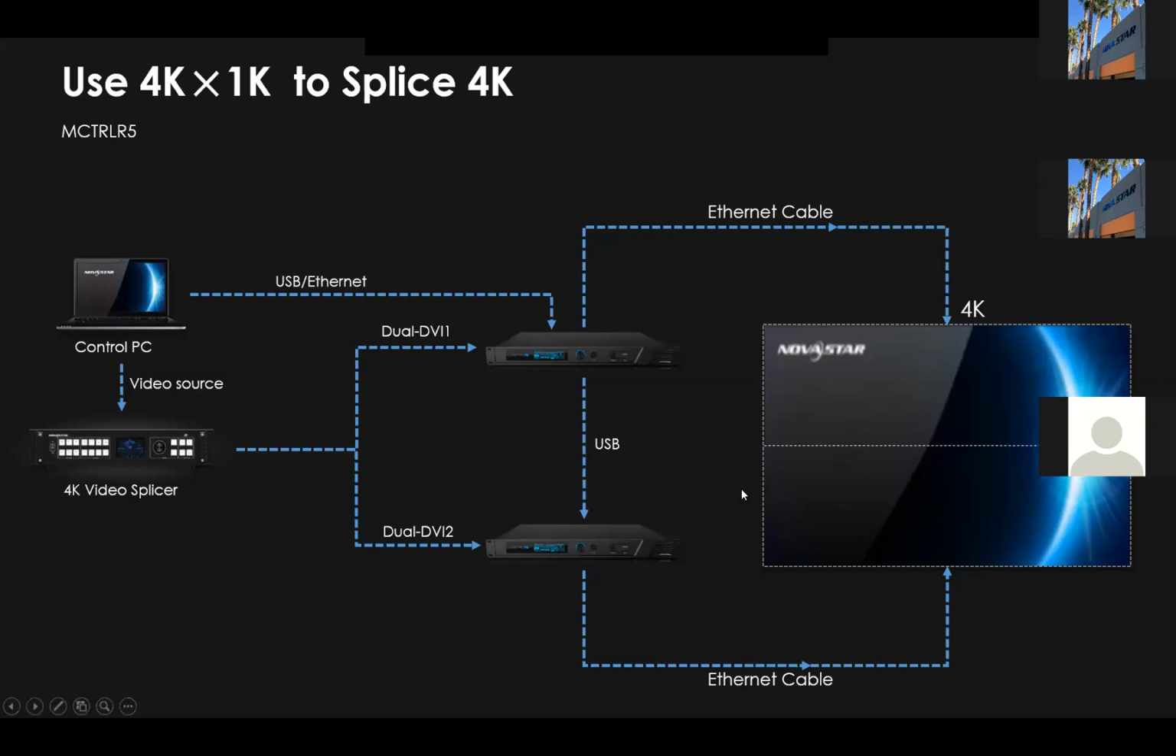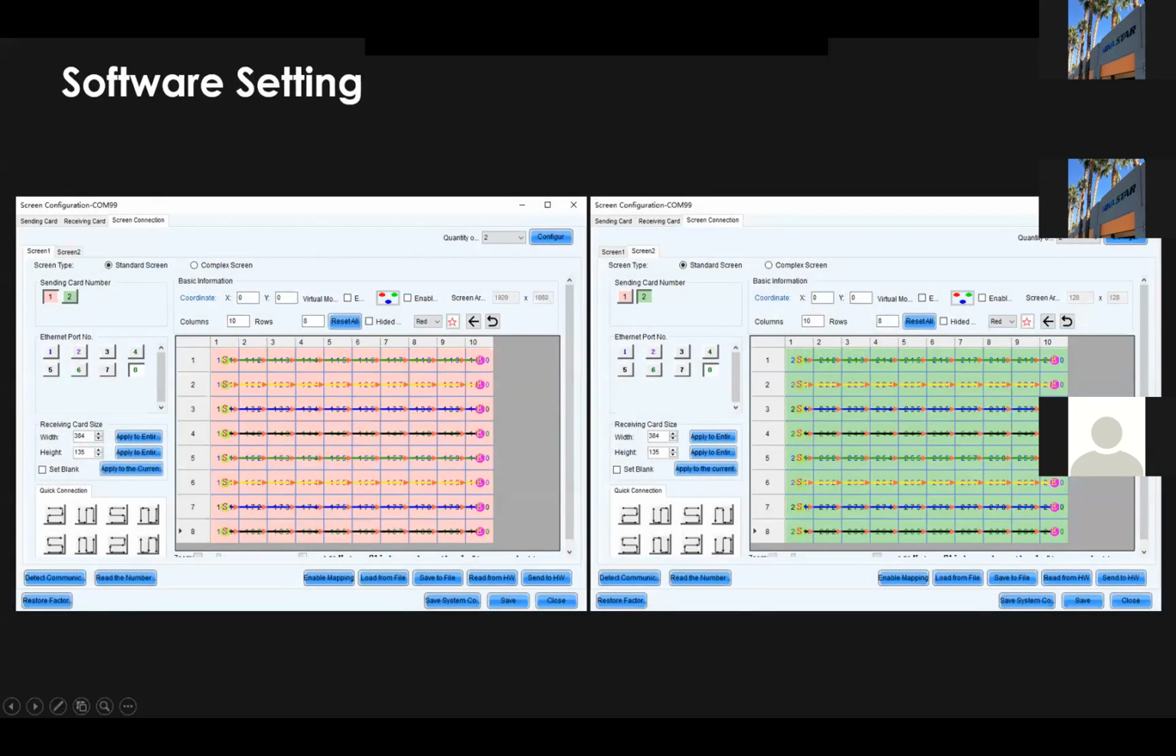Let's talk about the software settings, where you will find the difference. Before, we used the full HD level and had these 2x2 settings, right? For now, we use 4K by 1K, so we just use only 2. Also, we don't need to set the coordinate offset, because the video processor can give everything to the R5.